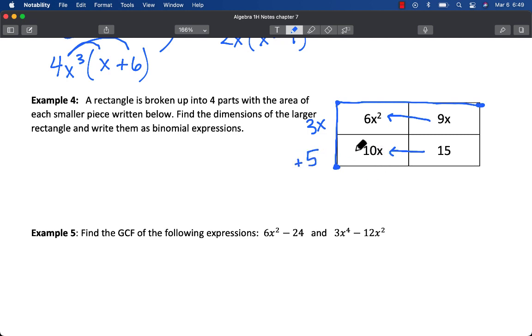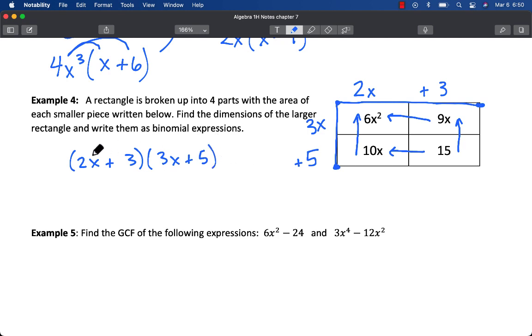All right, next we're going to do the same thing, but now we're moving up the columns. Between 6x squared and 10x, it looks like the greatest common factor there is 2x. And then finally between 15 and 9x, the greatest common factor there is positive 3. And believe it or not, this is the dimensions of that larger rectangle. It's a 2x plus 3 by 3x plus 5.